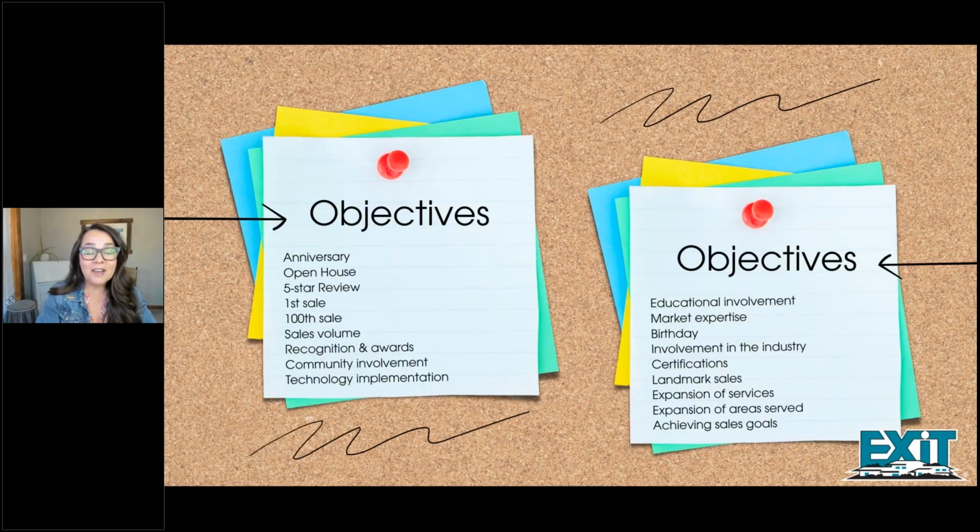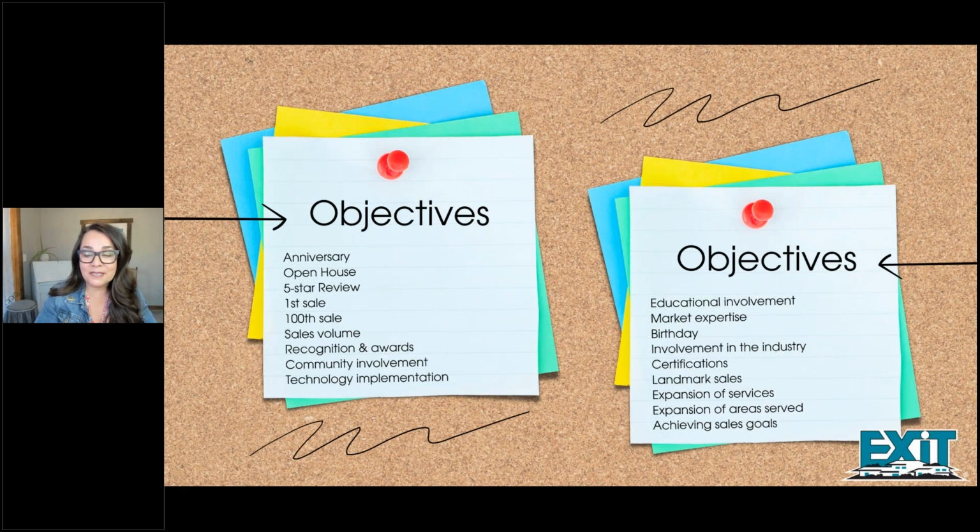Because we know that you have a lot of objectives when it comes to sharing your story and bringing it to life using graphics and design, whether it's an anniversary or open house, just some of the objectives that I have listed here on these Post-it notes. I've seen a lot of posts about 5-star reviews. Well, now you have some great pieces that you can promote that, or first sale, or 100 sale, or sales volume, recognition, market expertise, involvement in the industry. I've seen a lot of our Exit associates get active with their local boards, whether it's state or national. Now they have marketing pieces to promote that.